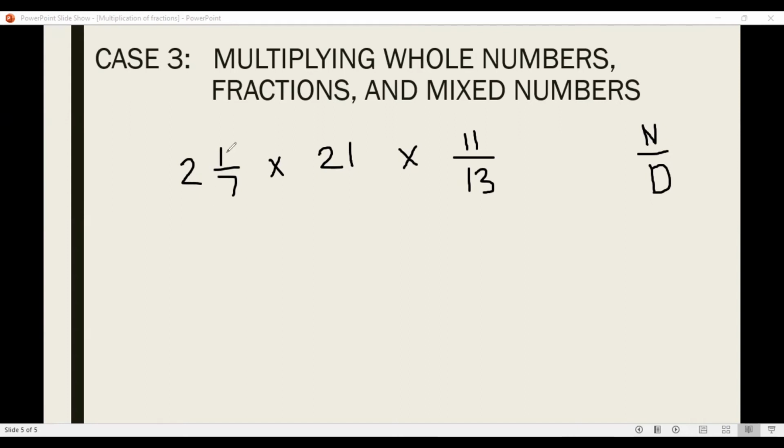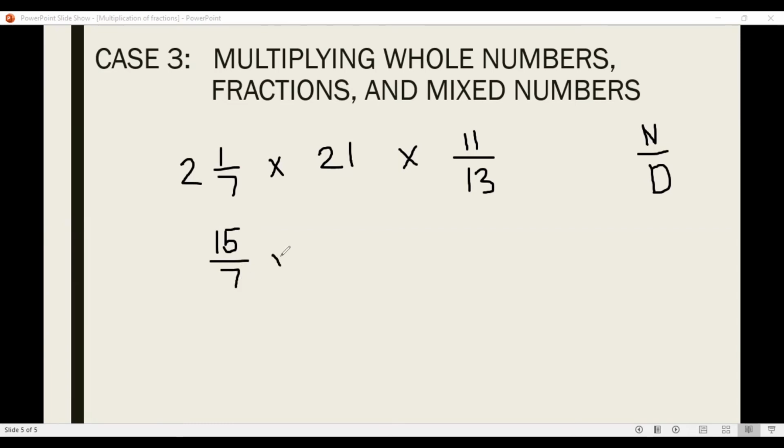So 2 and 1 over 7 will have to become 15 over 7. Okay, so changing again your 2 and 1 over 7 into its improper form. So 7 times 2 is 14, plus 1 is 15. So that means the 2 and 1 over 7 is 15 over 7.